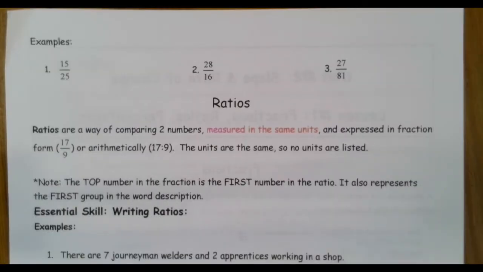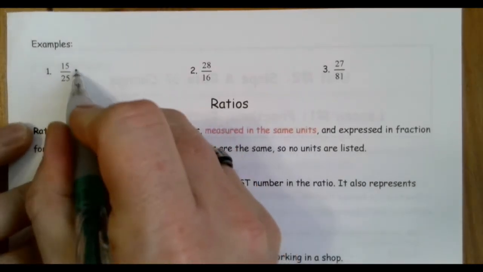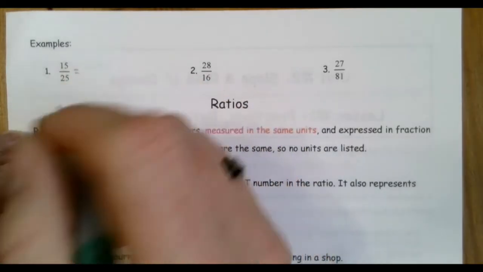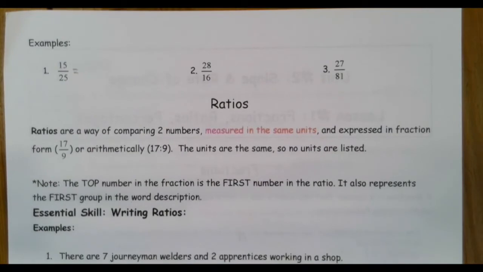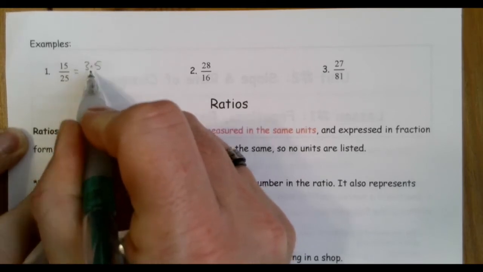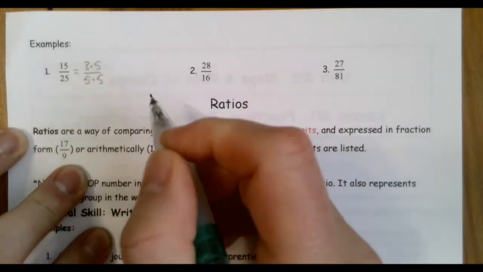Okay, so let's go through and do some examples of simplifying here. For example, we start with 15/25. What I want to do here is rewrite these in terms of factors. Okay, just split them apart. I'm not changing the numbers. I'm just rewriting the same number in a different way. So for example, 15, I know I can write as 3 times 5. And I know that I can write 25 as 5 times 5.